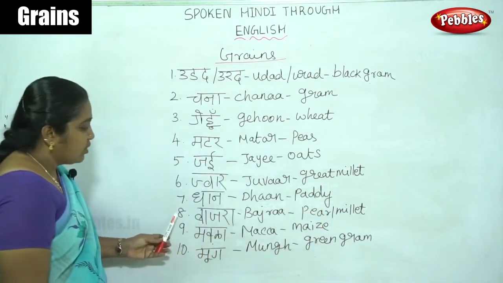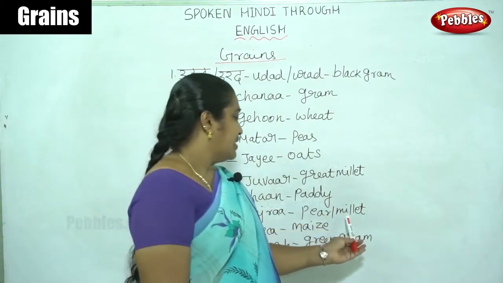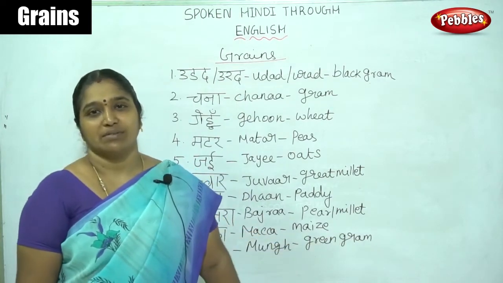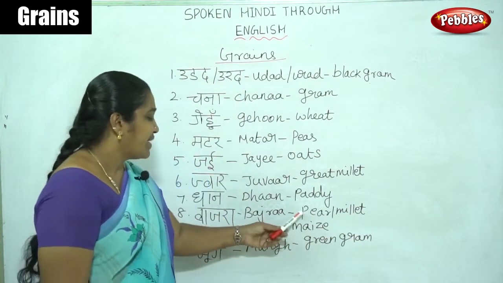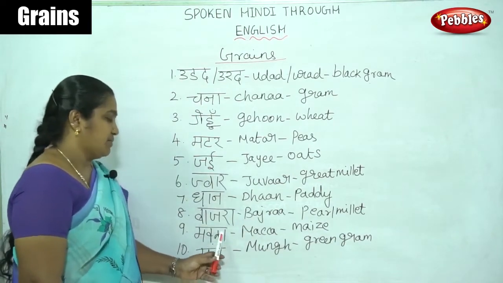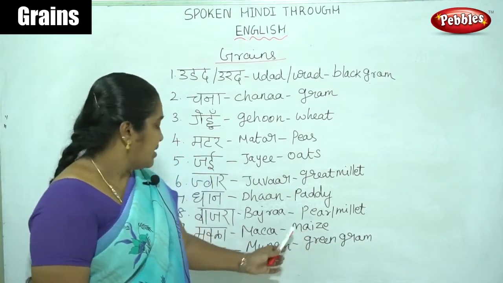Then the eighth one is bajra. Bajra means pearl millet. We can call it in Tamil as kambu. Then the ninth one is makka. Makka means maize.